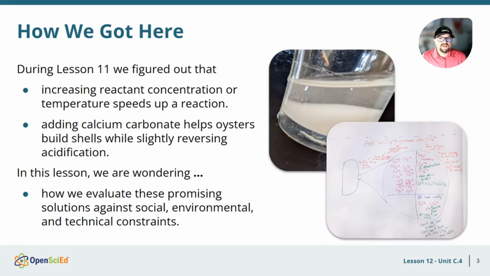In Lesson 11, students were in deep collision theory and particle modeling. They figured out that bumping up temperature or reactant concentration physically speeds up the reaction rates by increasing collision frequency and force. They also modeled how adding crushed calcium carbonate provides extra carbonate ions to support shell building while slightly reversing acidification. Coming into today, the underlying question shifts from can we make this reaction happen chemically to how do we actually evaluate these chemical interventions against social, environmental, and technical constraints in the real world.